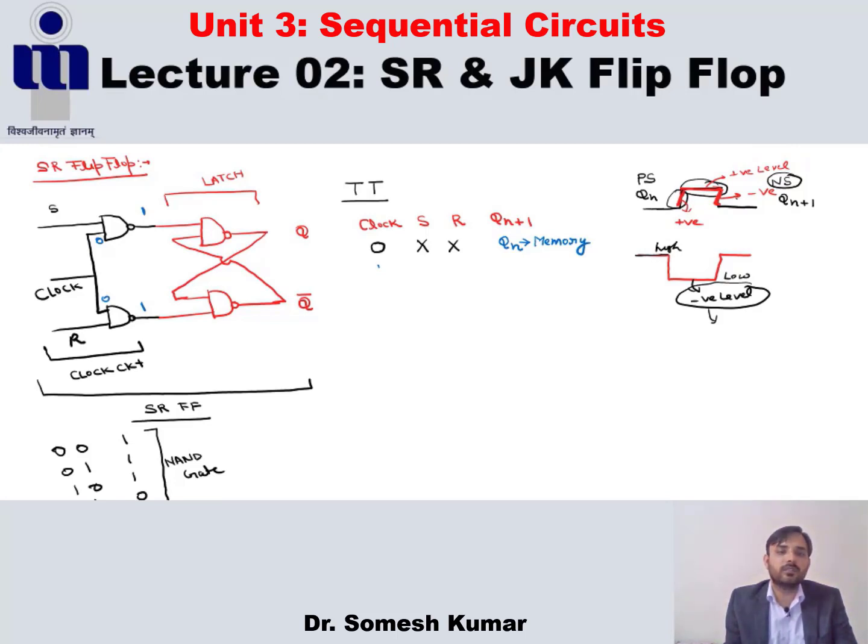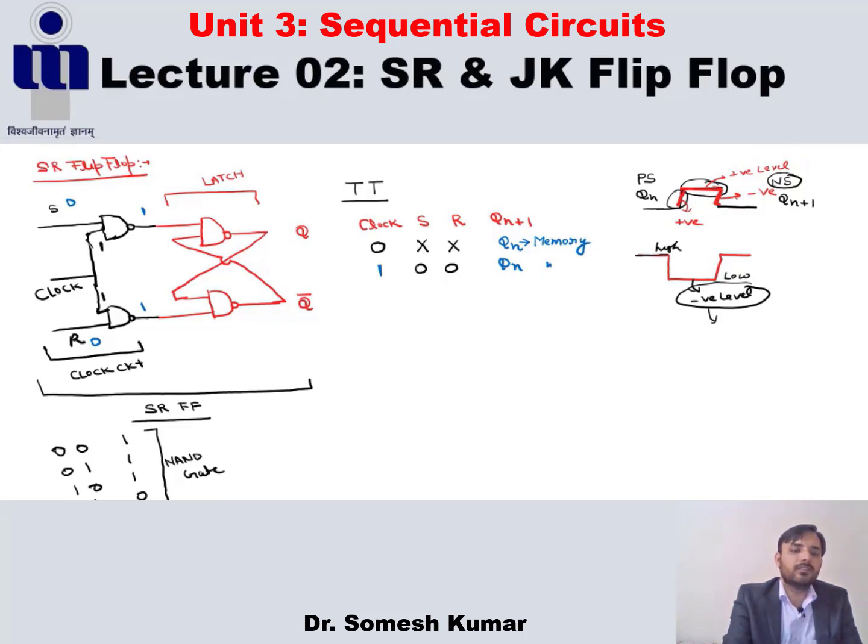Fine. So what happens if the clock is 1 here? Then the value depends on S and R. The output of both these NAND gates depends on the input values S and R. So in the first combination, both S is 0 and R is 0. So what is the value in that case? If the input of the NAND gate is 0 and 1, the output is always 1. Here also the output is always 1. And if both inputs of the NAND latch are 1 and 1, then the output stores its previous value. And that is what we call the memory.